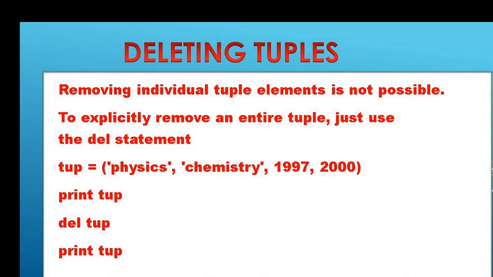Then deleting tuples. Removing an individual tuple element is not possible. To explicitly remove an entire tuple, just see the delete statement. The del statement is used. So tup equal to physics, chemistry, 2 strings, and 2 integers, 1997 comma 2000. Then print tup. So tup is printed here, and then del tup means that the entire tuple will be deleted. Then again if you print tup, you will get an error because tup is deleted now.